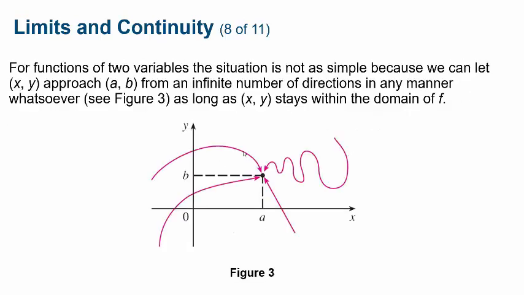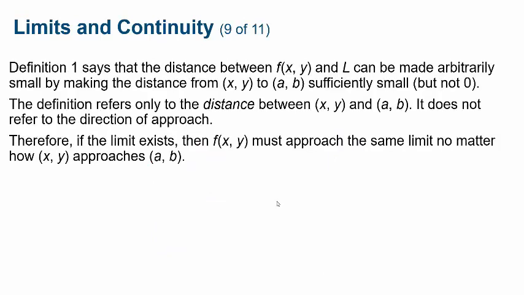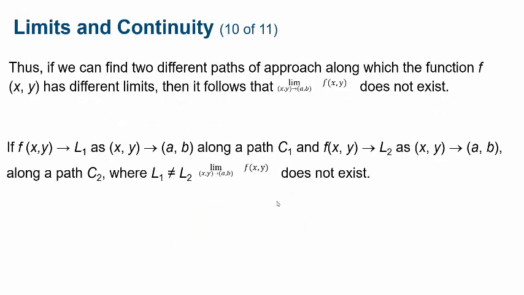So from every single infinite direction, for a limit to exist for a function of two variables, all the possible paths have to be pointing to the same value. Thus, we can find two different paths of approach along the function that have different limits, and if we can do that, then what we'll see is the limit does not exist.